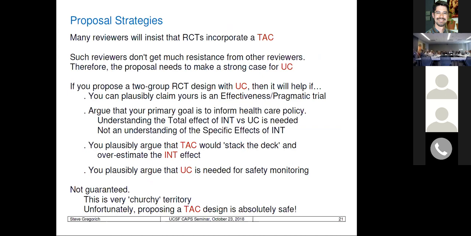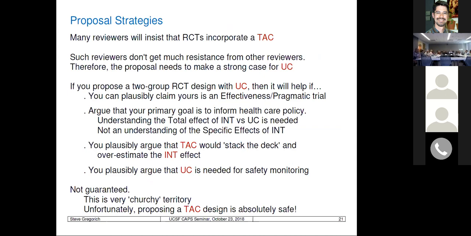If you can argue that time and attention control would stack the deck, and perhaps overestimate the intervention effect, I think that would help. Or if you can argue that UC is needed for safety monitoring, I think that helps as well. Not guaranteed. This is touchy, as I say. It seems to be tribal, and in the context of a proposal where the investigators have very little recourse, it's kind of dangerous territory. But if you want to be absolutely safe, at this point in time, you can propose time and attention matching.